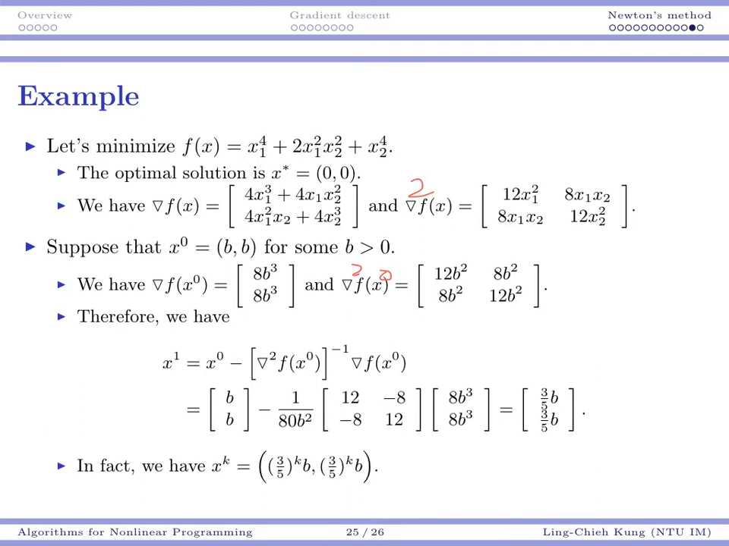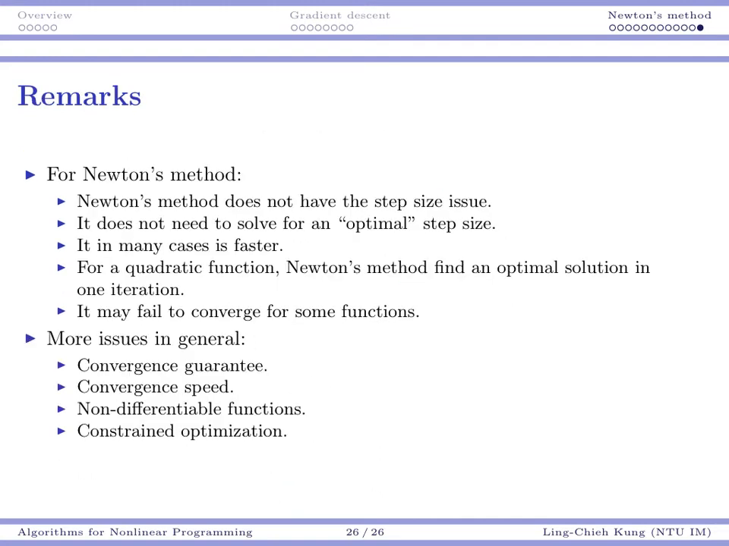Actually, if we keep doing that, we can see that when k is 2, then we square it. When k is 3, we make a cube. So we can see that when k goes up, indeed we will get closer and closer to (0, 0), which is our optimal solution.